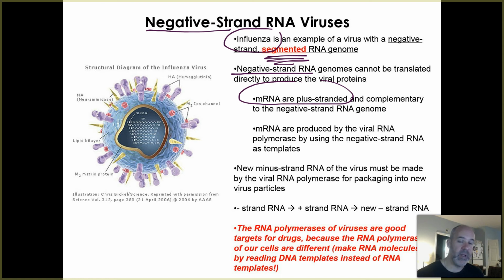Also, if you're going to build more of these minus strand genomes, you've got to go from the minuses to the plus strand copies to the new minus strand. You go from minus to plus to minus. The RNA polymerase enzymes that do that have to go through those steps to make the new genomes.